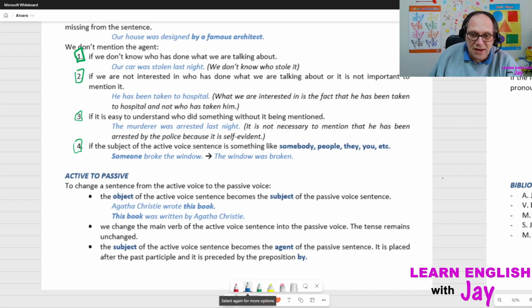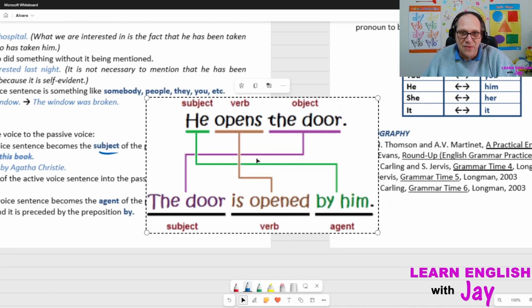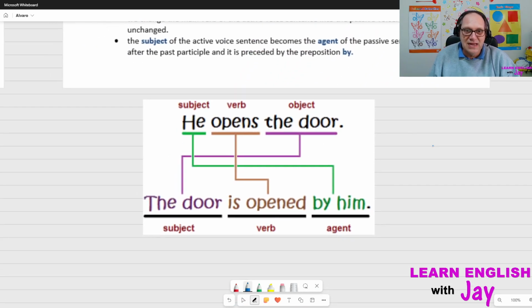We're going to finish off now. Let's talk about going from the active to the passive. A couple of things. First thing that we need to remember, the object of the active voice becomes the subject of the passive voice. Remember that one, it swaps around. Let me quickly grab an image I want to show you. There we go. So what happens? The subject becomes the object, and the object becomes the subject.